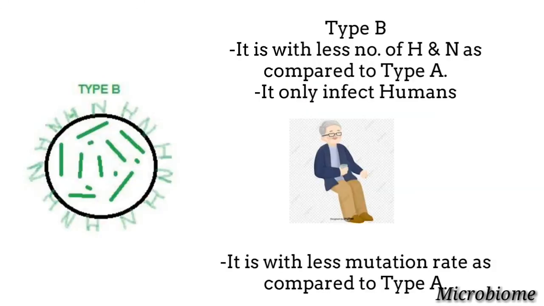Type B. It also contains 8 copies of RNA, with a lesser number of H and N as compared to Type A. It only infects humans. It is with a less mutation rate as compared to Type A.